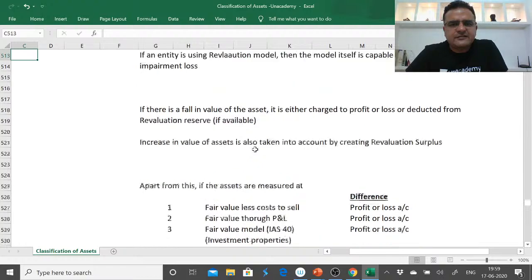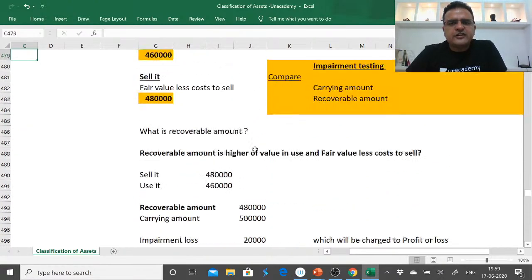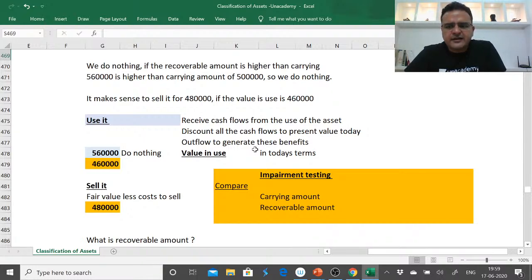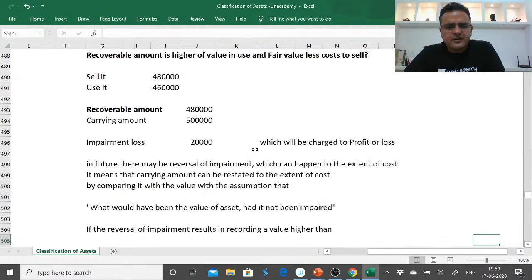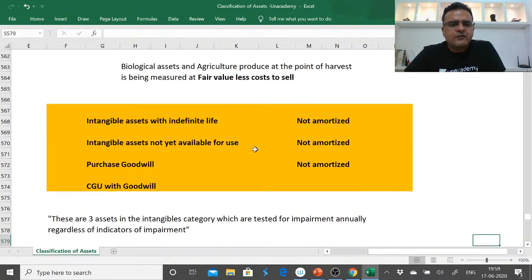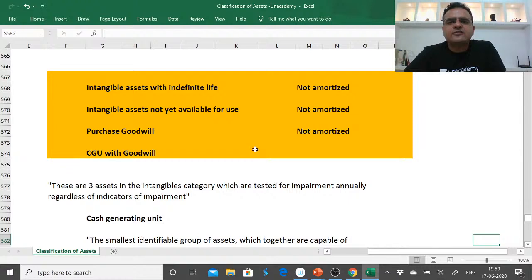And for other assets, we need to test for impairment when there are indicators of impairment. There may be internal indicators of impairment, there may be external indicators of impairment, and then there were 3 instances where we were required to test for impairment annually regardless of indicators of impairment. They were intangible assets with indefinite life, and intangible assets not yet available for use. They are in the development phase, assets which have met all the criteria of development phase. Any expenditure incurred in development phase is being capitalized. They are also not subject to amortization. Since they are not subject to amortization, the only way out is to test them for impairment annually regardless of indicators of impairment. Purchase goodwill is tested for impairment annually regardless of indicators of impairment.